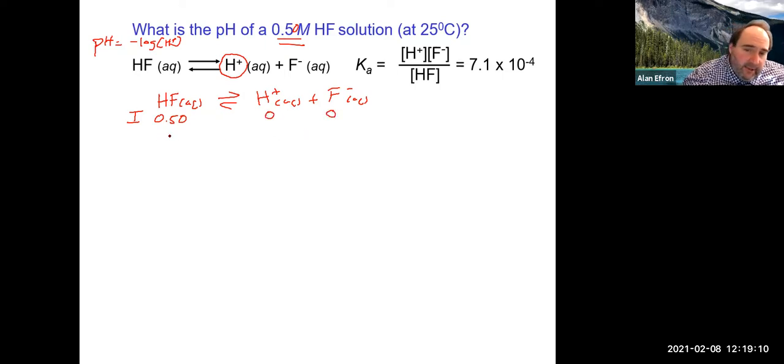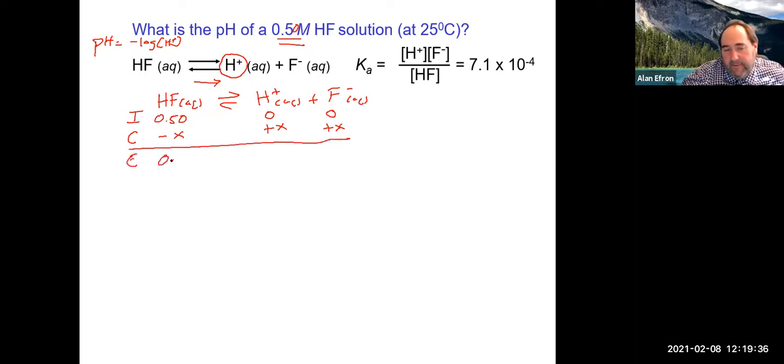Also, because we weren't given any information about our products, when we get to the change part, we could safely assume that the reaction is going to head towards the product side, which means on our reactant side, this would be minus X and this would be plus X, just like we did before. Again, all the coefficients here are 1, which is why they're all X's. And then we would drop in our equilibrium by carrying everybody down. Any questions on the ICE table so far here?